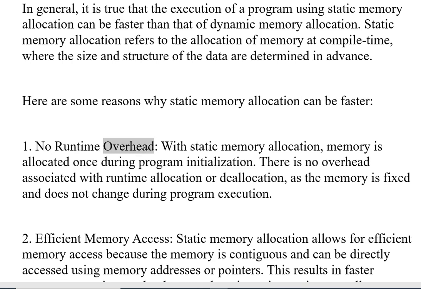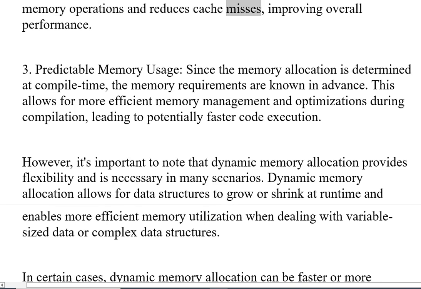1. No runtime overhead. With static memory allocation, memory is allocated once during program initialization. There is no overhead associated with runtime allocation or deallocation, as the memory is fixed and does not change during program execution. 2. Efficient memory access. Static memory allocation allows for efficient memory access because the memory is contiguous and can be directly accessed using memory addresses or pointers. This results in faster memory operations and reduces cache misses, improving overall performance.